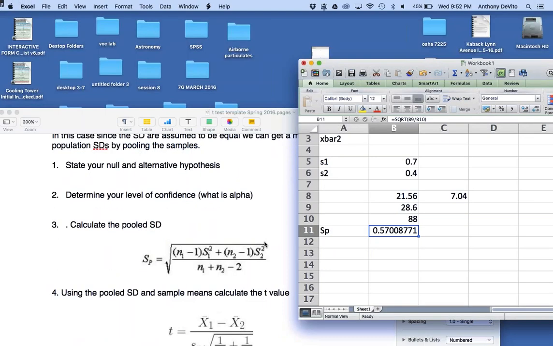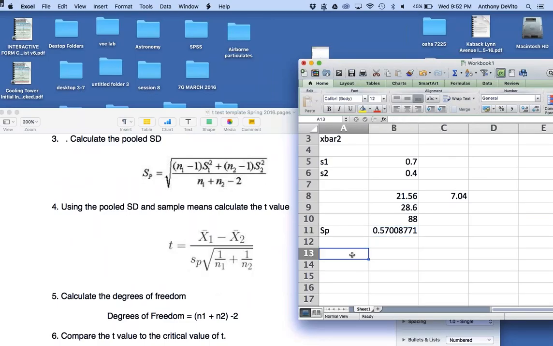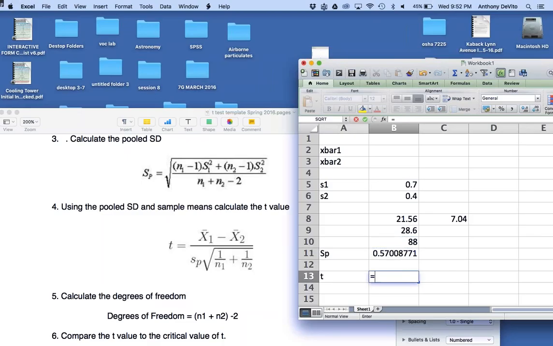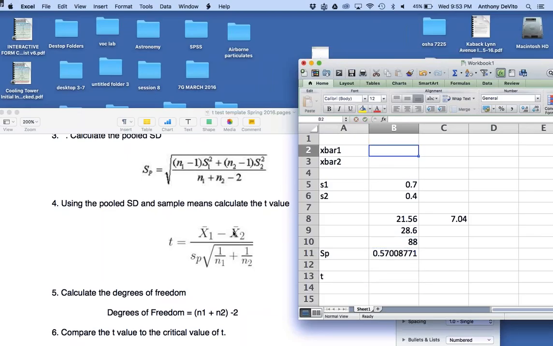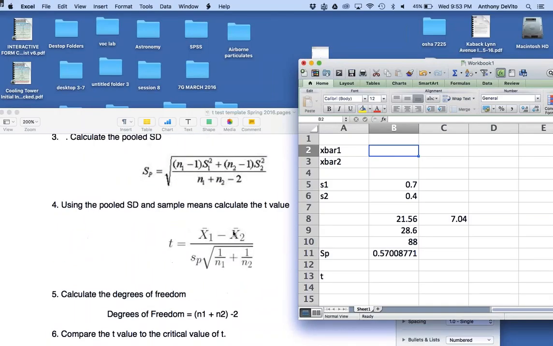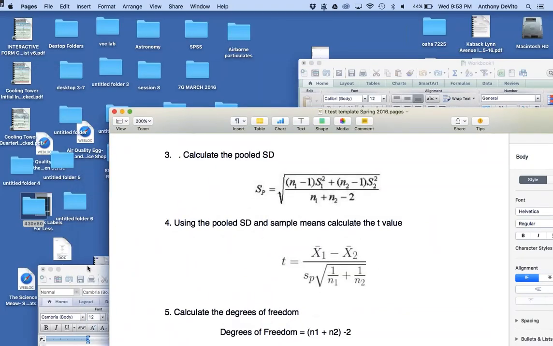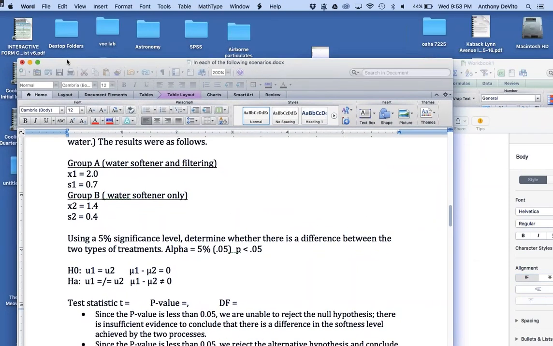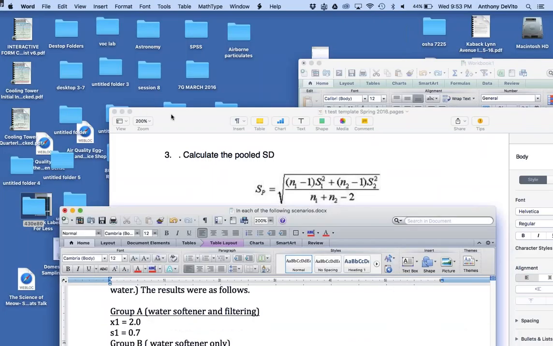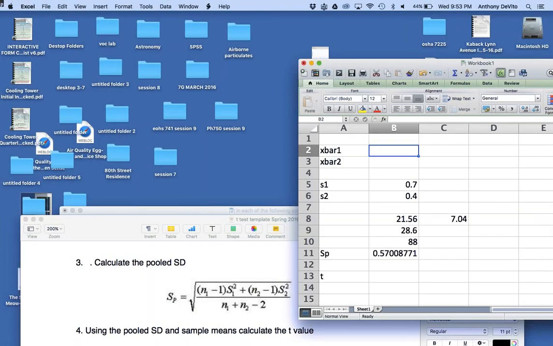Okay, so now let's calculate what our t-value is. Our t-value is equal to the difference in the two means. Whoops, actually, I should have written that up here. What did I say? I changed those numbers, didn't I? Where did I put it? I should have remembered to write them down. They were 2 and 1.4.